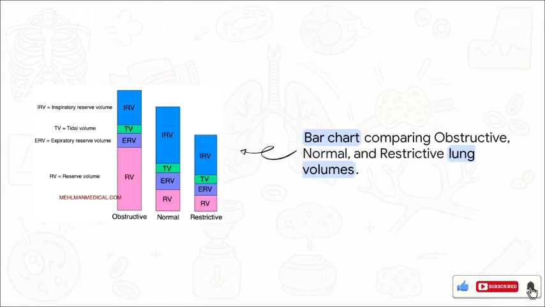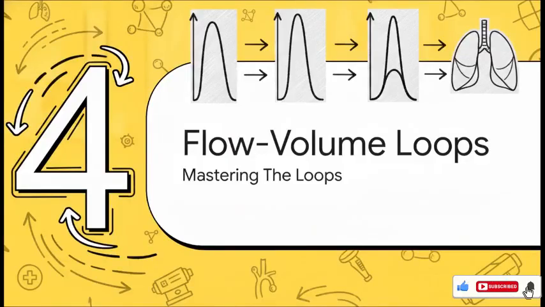That stiff rubber balloon just squashes everything down. Every single volume and capacity shrinks. Let's keep this momentum going right into Section 4, mastering flow volume loops.